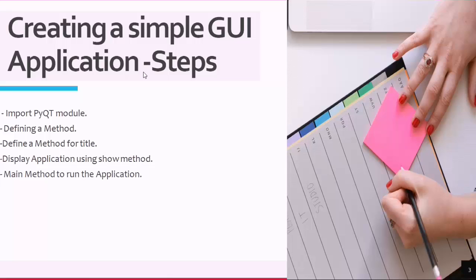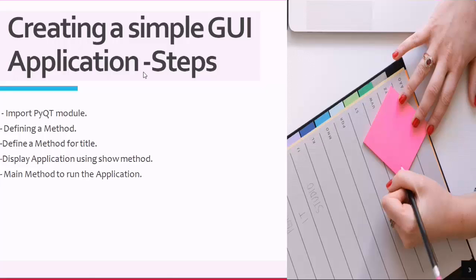And the third step is to define a separate method for the title, which is going to be displayed on top of the screen. Next, we are going to display the application by using the show method, which is a word called show. We use that to display the application. Lastly, we are going to create the main method to run the application. So these are the 5 steps required to create that simple GUI application.